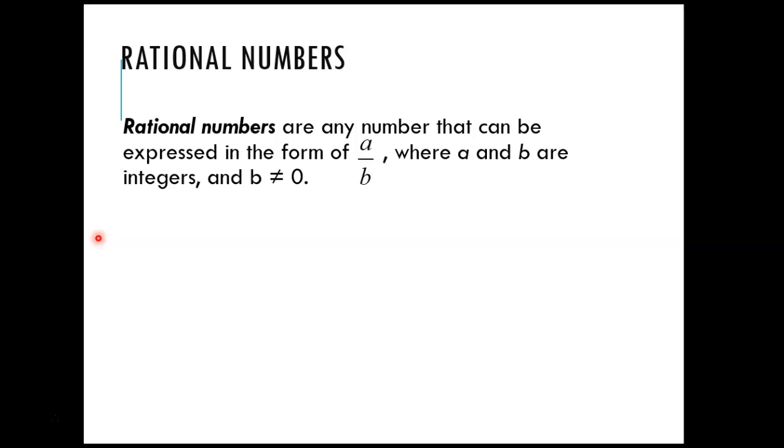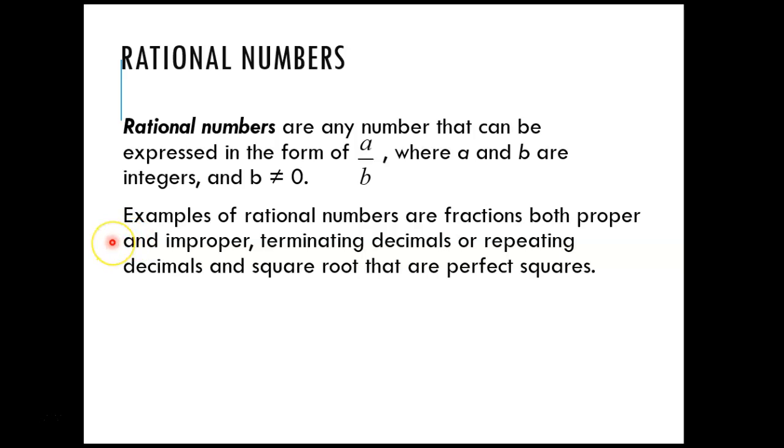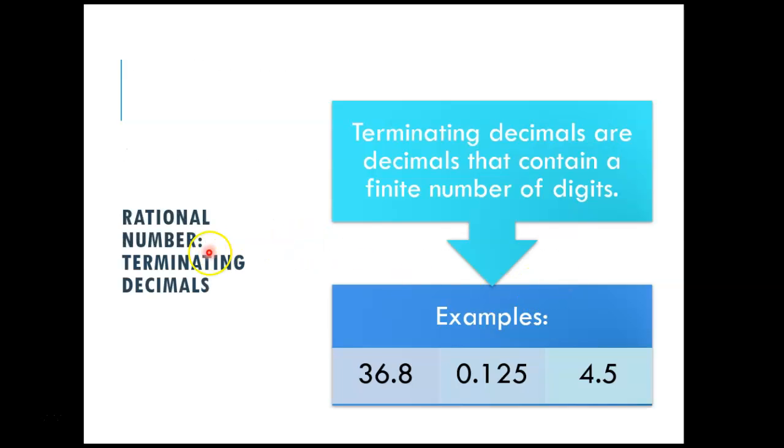Now let's move on to rational numbers. Rational numbers are any number that can be expressed in the form of a over b, so it can be expressed as a fraction, where a and b are integers. They can be whole numbers, whether positive or negative, and b cannot equal 0. If you remember, b is the denominator, and b cannot be 0 because we cannot divide by 0. Examples of rational numbers are fractions, both proper and improper, terminating decimals, repeating decimals, and square roots that are perfect squares.